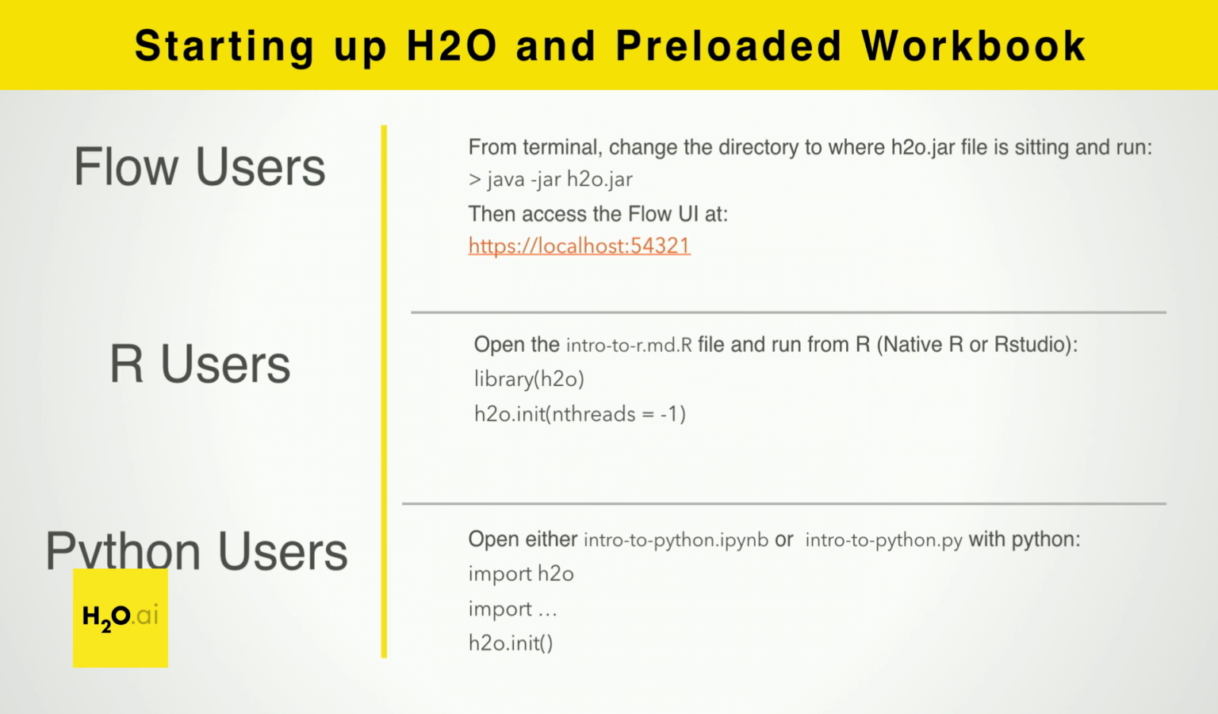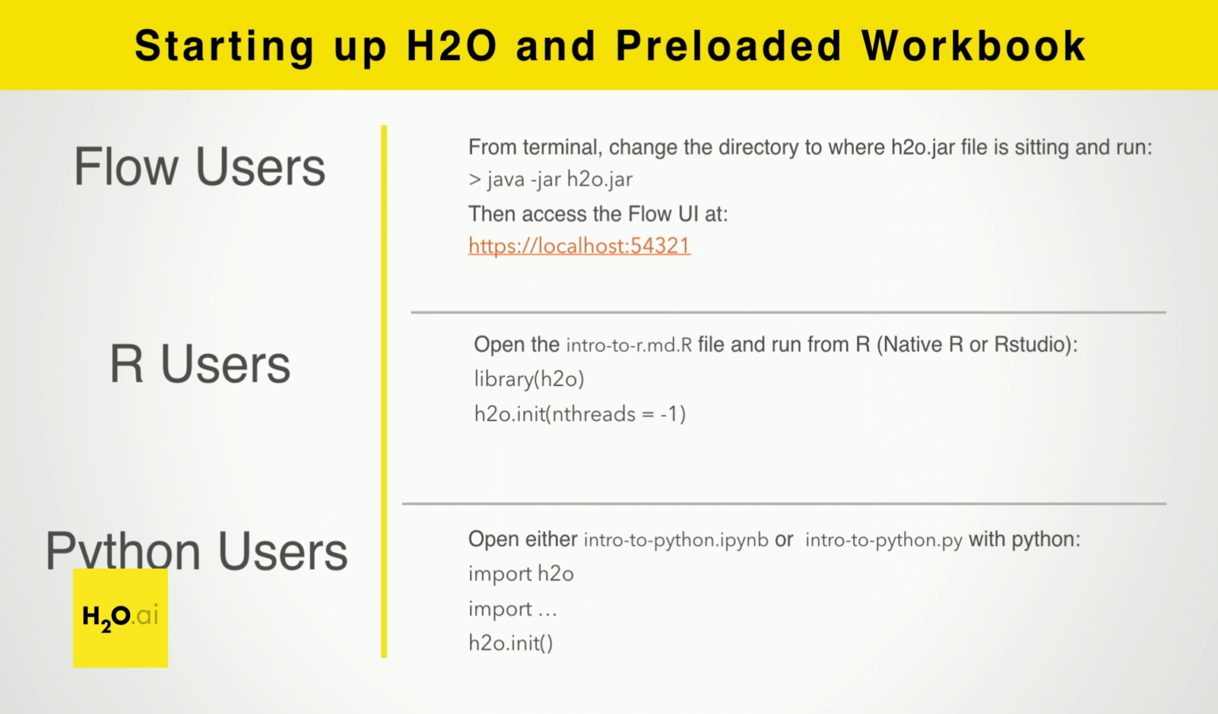So we went over this already, how to start up H2O and load a preloaded notebook. For Flow, it's a java -jar command or a double-click on the H2O jar file. For our users, it's library(h2o). You start up with nthreads equals -1. This in particular is because you want it to use all the available cores on your machine. If you leave it by default, it will only use 2 cores of your machine.